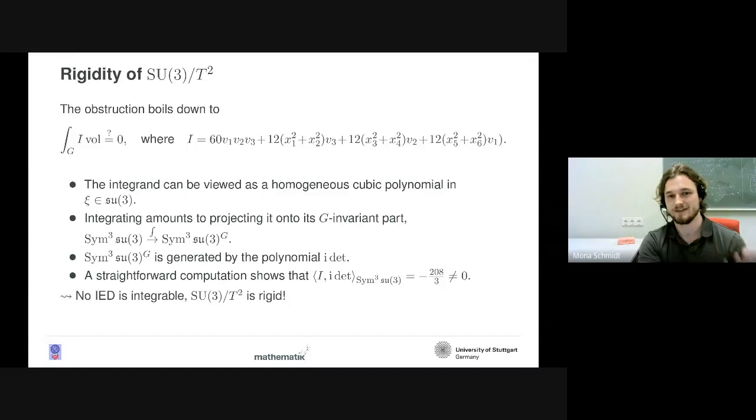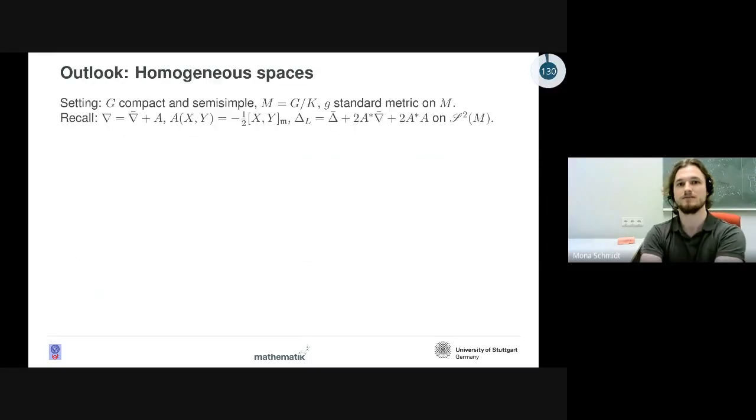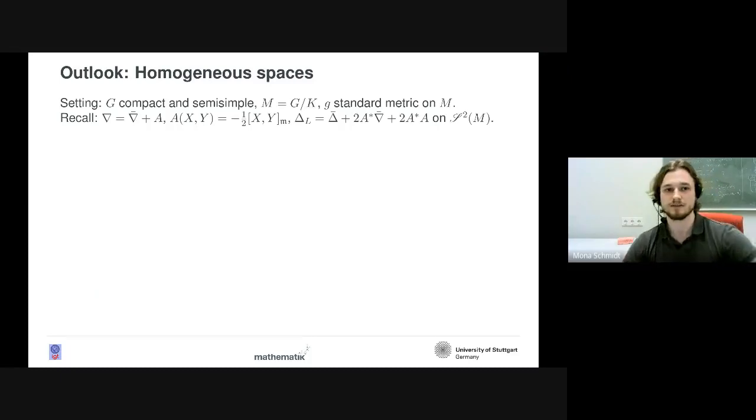Okay, this is what I've done so far, but now to an outlook on how we can tackle the problem on more general homogeneous spaces, and not only on these particular examples. So recall these identities. We have the difference of the Levi-Civita connection and the Ambrose-Singer connection. We can write it like this. We can write the difference of the two Laplacians like this. And now the question is, how do we compute the spectrum of the Lichnerowicz Laplacian?